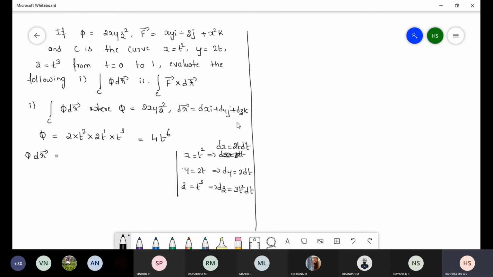How will I substitute? 4t power 6, with dx i plus dy j plus dz k. 4t power 6, in the place of dx write 2t into dt i plus 2 dt j plus 3t square dt k. Now you multiply, 8t power 7.